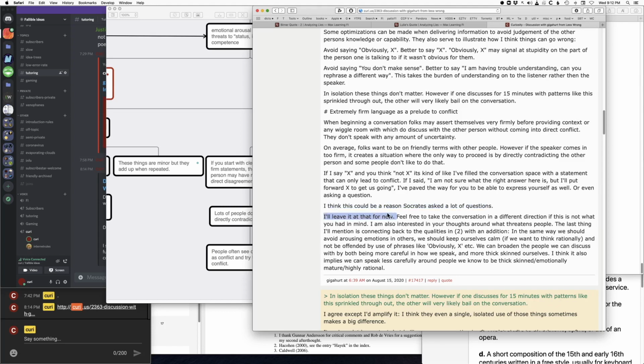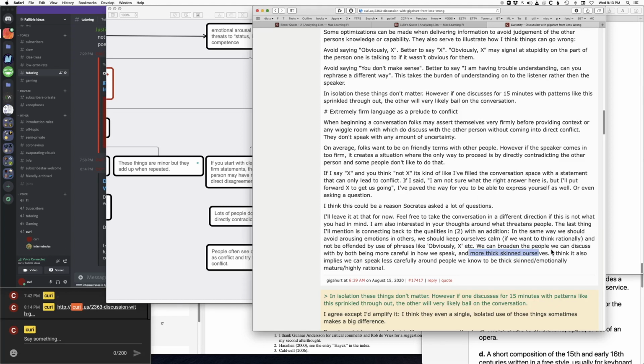Okay, he says he'll leave it at that for now. Feel free to take the conversation a different direction. Interested in my thoughts about what threatens people, and also the qualities in 2. In addition to avoiding arousing emotions, we should keep ourselves calm and not be offended when people say things like "obviously." We can broaden the people we can discuss with by being more careful and more thick-skinned. Yeah, I agree. You can do it on both ends. You can try to be tolerant of what they say and say things that don't require very much tolerance from the other guy.